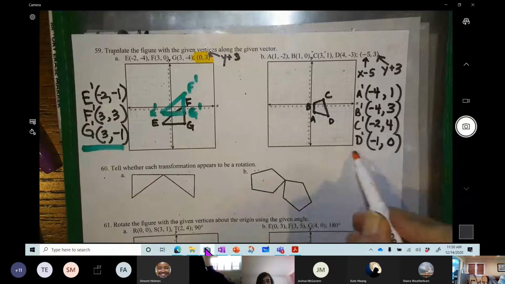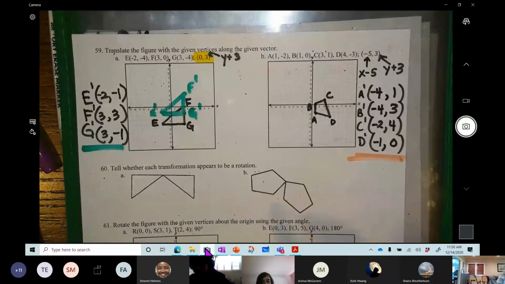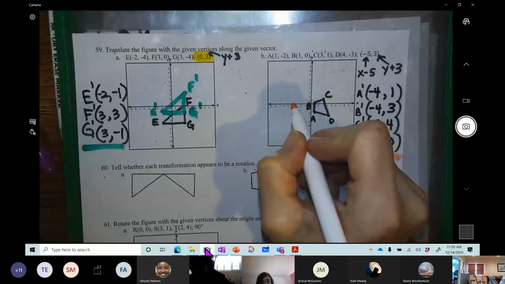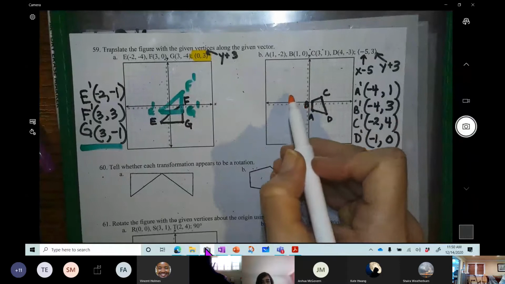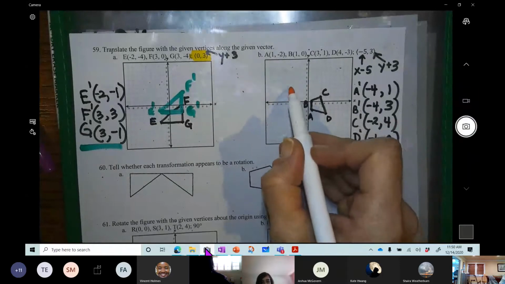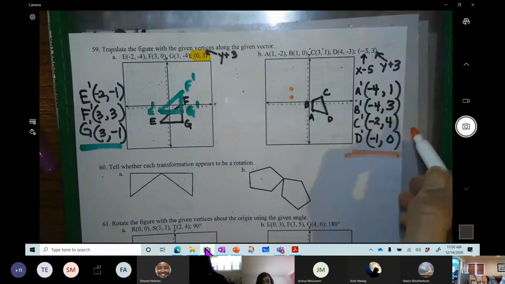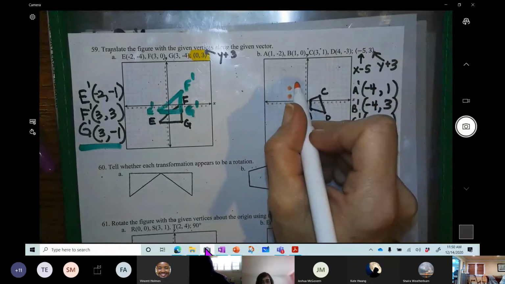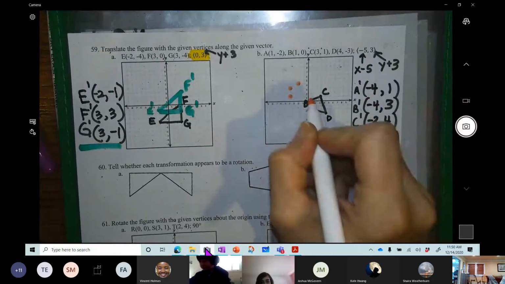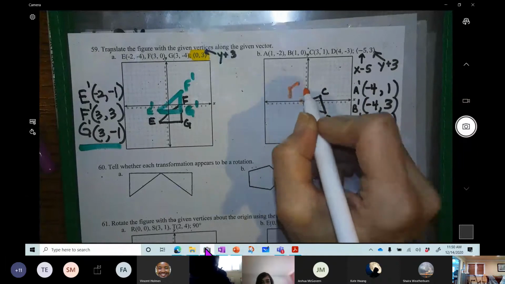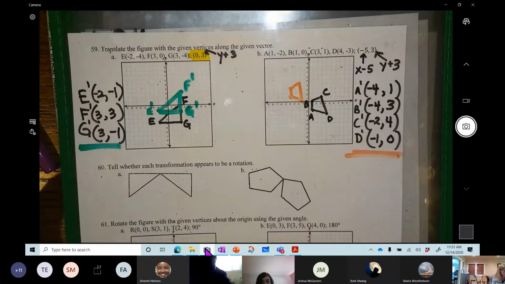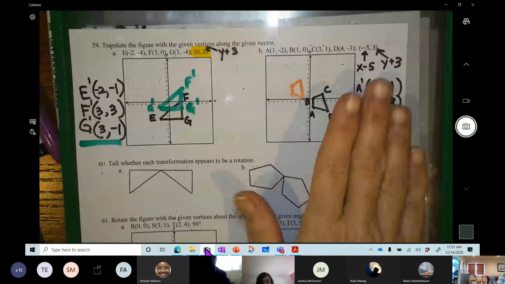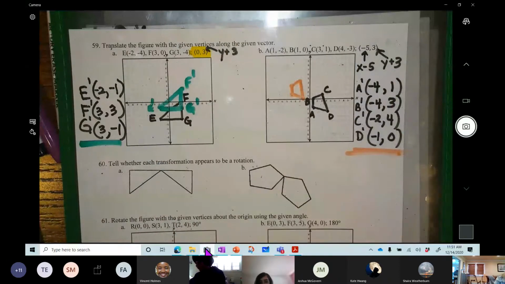So let's see, let me try to do this with orange. (-4, 1) is there. (-4, 3) is there. Of course, I would be marking these too. (-2, 4) is here. And (-1, 0) is here. And yes, that actually does look like exactly the same shape. Since I have fat markers, it's not perfect, but on your paper, it should look perfect. 5 left, 3 up. Okay.